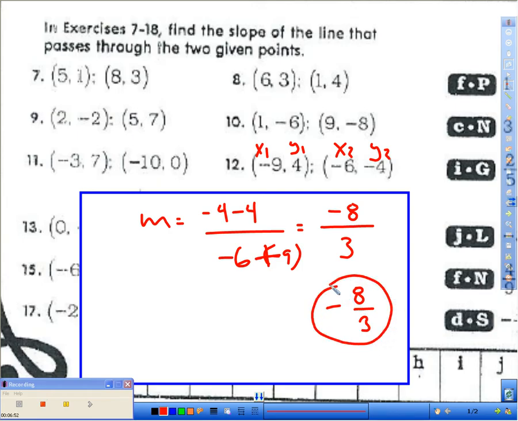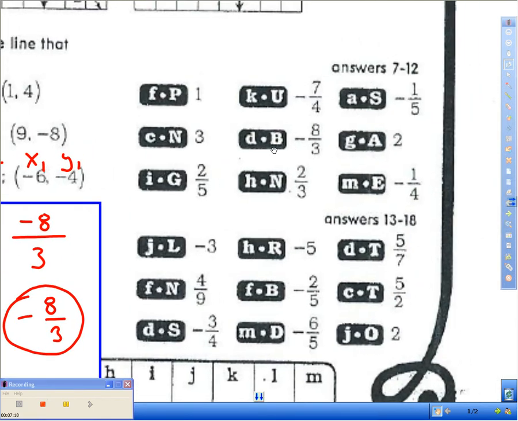The reason that we said we want to do that is, what if somebody else used the first one as the 2's and the second set of ordered pairs as the 1's? Well, then they would have ended up with 8 over negative 3, and I had negative 8 over 3. If we bring the negative out in front, then we both get the same answer. So negative 8/3, let's find our answer over here. Negative 8/3 is located right here, so I would just scratch that out. Again, anything that's remaining I want to transfer down to the boxes at the bottom of that page.